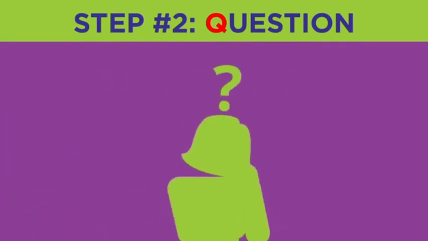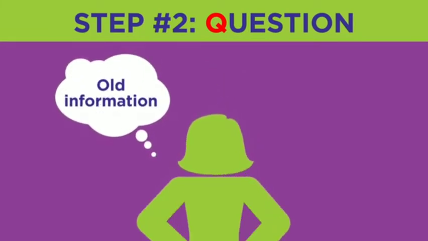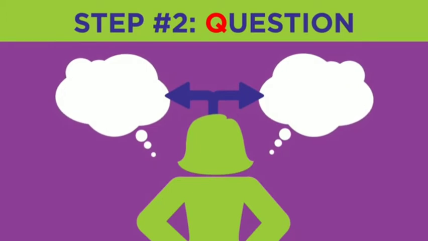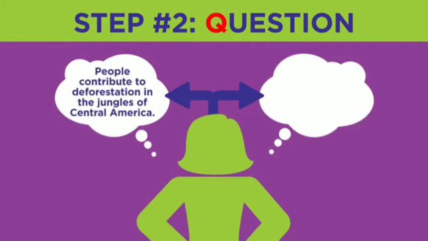Also, ask yourself what you already know about those topics. Even if you don't know much, this helps your brain associate the new information with the old information, and it becomes easier to remember. For example, you may already know that people are contributing to deforestation in the jungles of Central America, and you may wonder why they're cutting down the trees. Now you know what to watch for and focus on as you read.